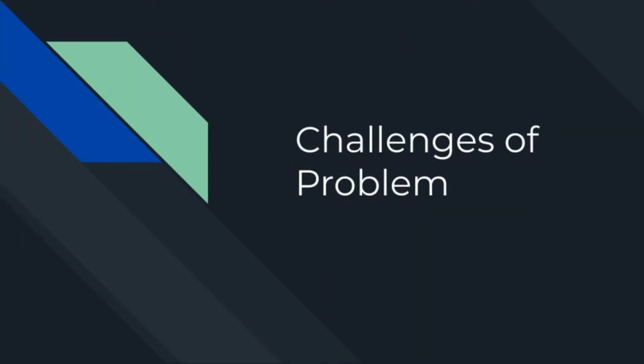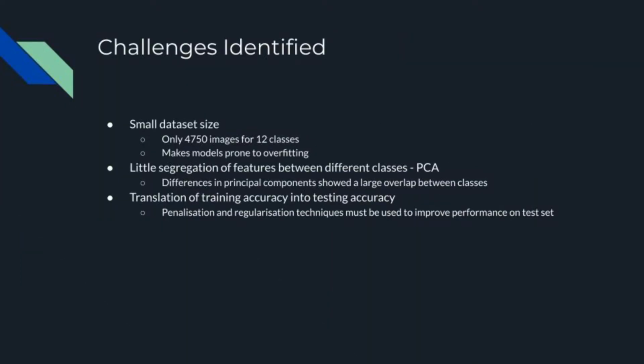As for the challenges in tackling this problem, the size of the dataset is relatively small with only 4,750 images, considering the dataset represents 12 different classes. This makes deep learning models prone to overfitting. Secondly, our principal component analysis showed that the segregation in features between different classes is very small, which makes it difficult to use traditional clustering to separate the classes. Thirdly, the level of accuracy that was obtained when training the Inception ResNet v2 model, as Yong Xian will discuss later, did not always carry over to the test set. Hence, several penalization and regularization techniques, which will be discussed later, had to be employed to get a more consistent result across the two sets of data.